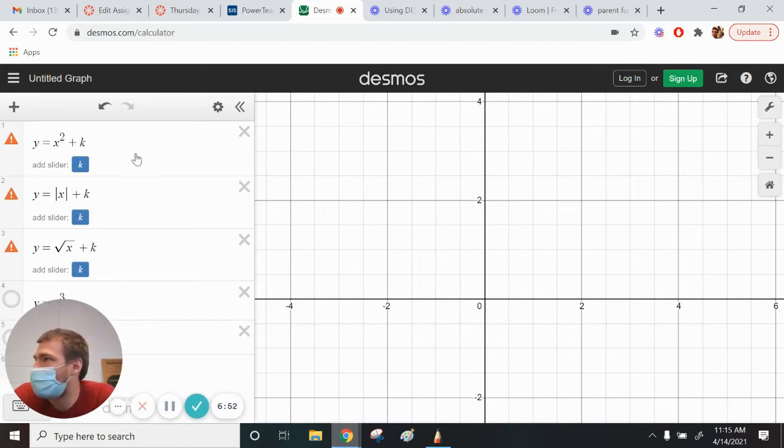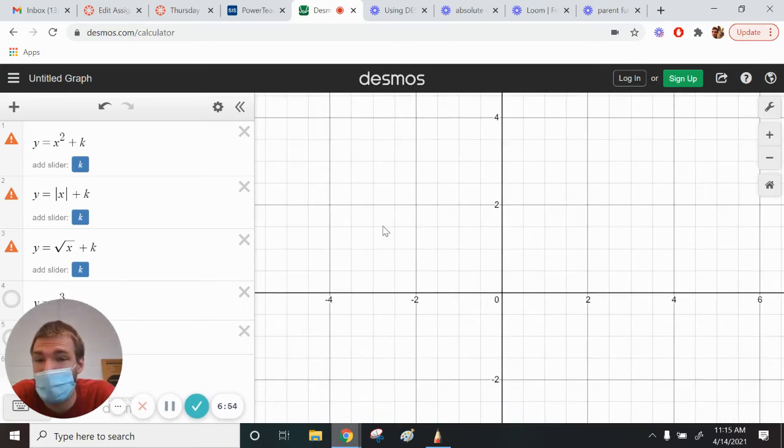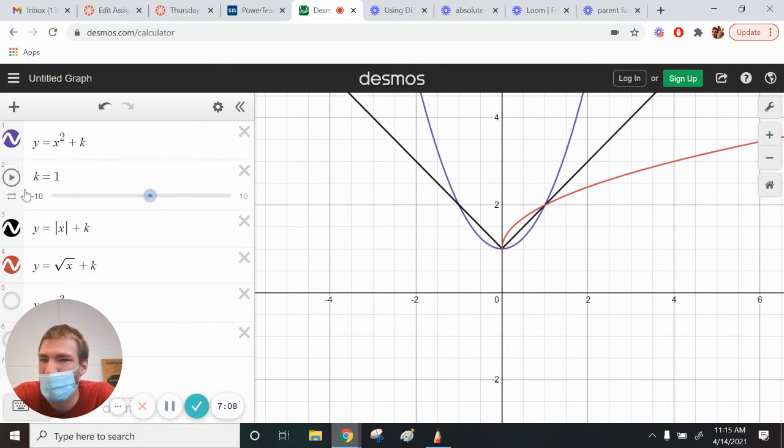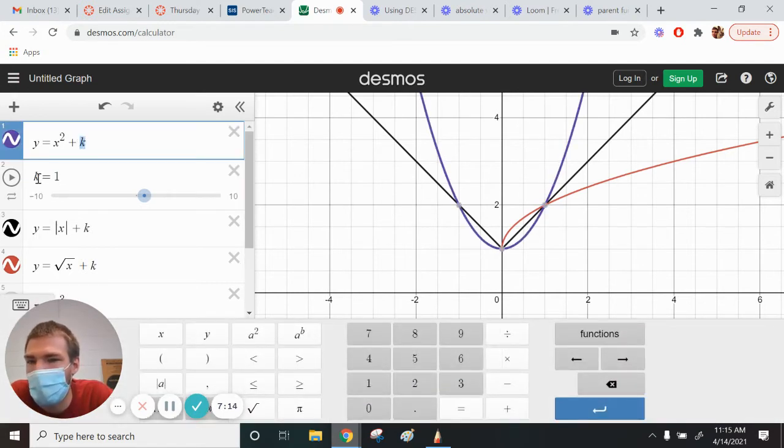So now that I have a plus K, my graphs have disappeared. And my graphs have disappeared because I haven't defined K. Desmos has no idea what K means, okay? Now, if we click this button, add the slider for K, we click that. This slider right now is a way for us to change what K is. So right now, our K is 1.